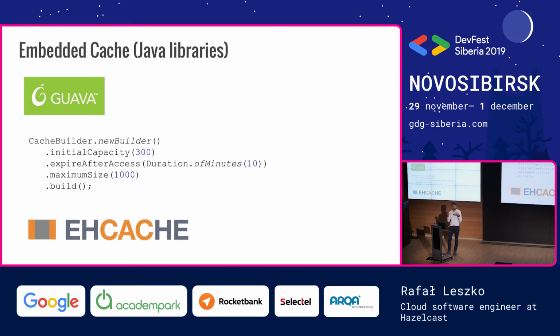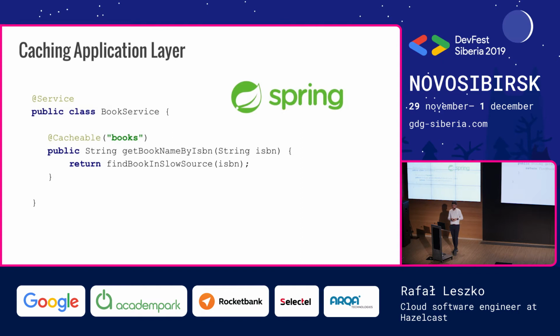We could even move this caching one level higher and not always write this code which we've just seen, but put it in the application layer. So if you use Spring, you will probably use it this way. By specifying the annotation Cacheable, it automatically does the code we wrote before. So the call to this method will first check if the given ISBN is inside the cache and return the cached value if it is there. If not, and only if it's not, we will go to the function findBook in the slow source.